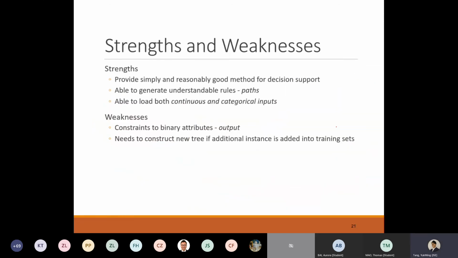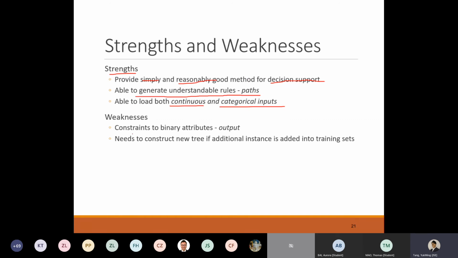Finally, there are some strengths and weaknesses for this rule-based reasoning, this decision tree. The strength is that it is very simple, and it is a reasonably good method for decision support. We are able to generate understandable rule paths. It is able to handle both continuous and categorical attributes.